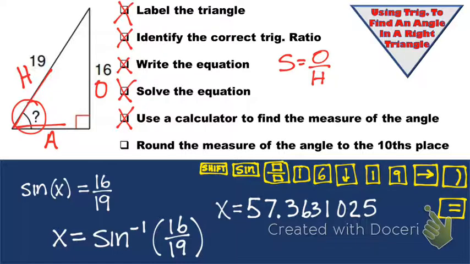Once we've done that, we've completed this step right here. We've used the calculator to find the measure of the angle. Most problems in our textbook ask you to round the angles off to the nearest tenths place. So on our problem, we have 57.3, and the 3 is the tenths place, and the 6 is able to bump the 3 up to a 4. So on this problem, the angle is 57.4 degrees. And that's our final step to finding an angle by using trigonometry.